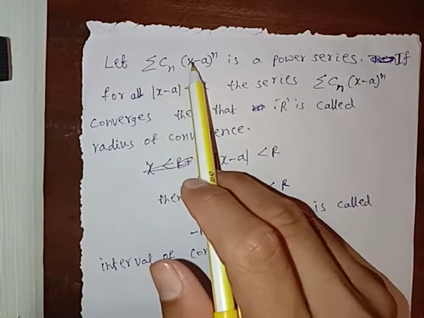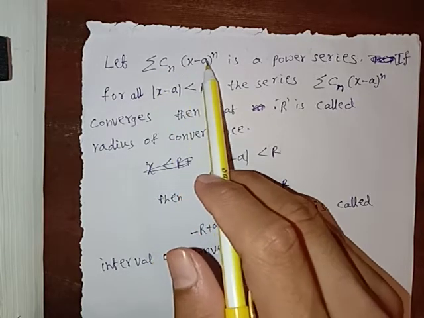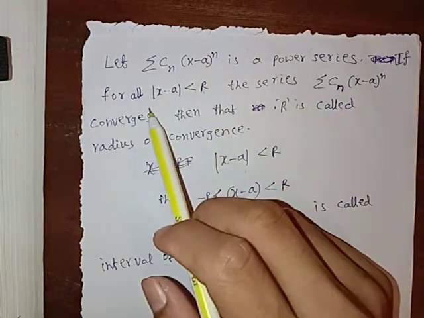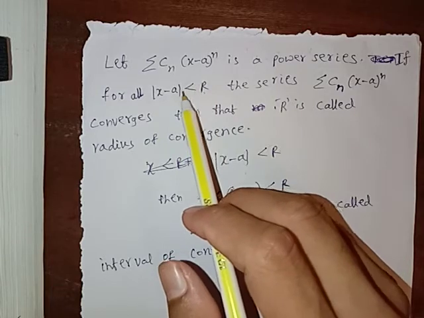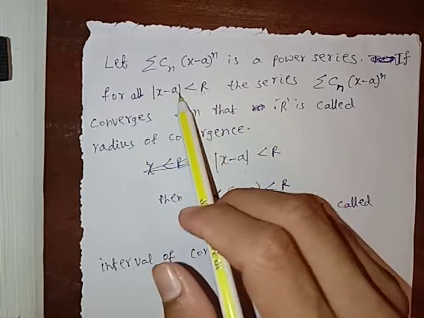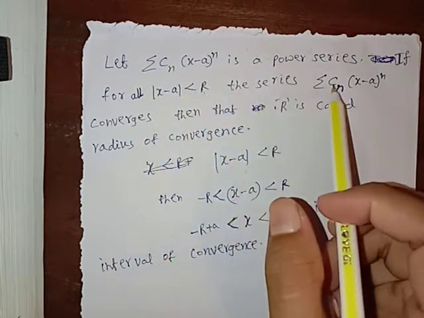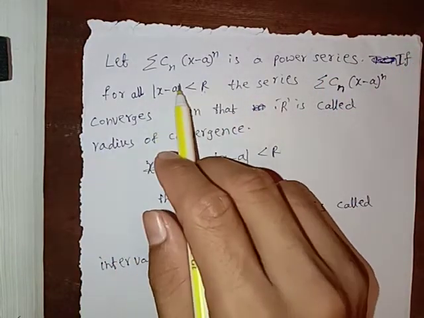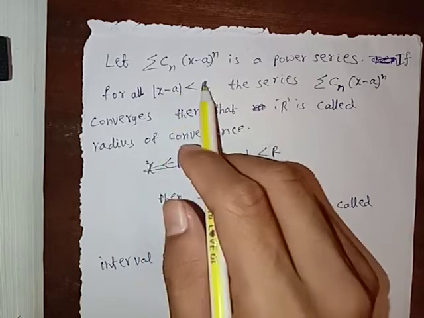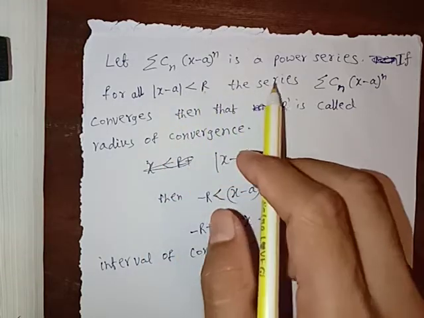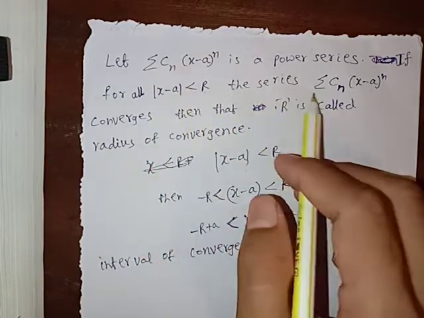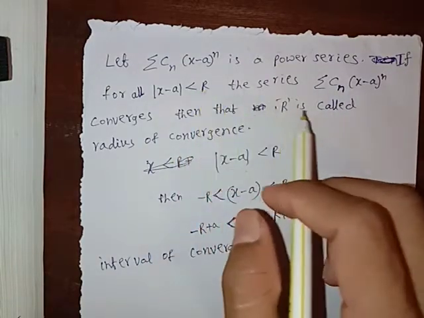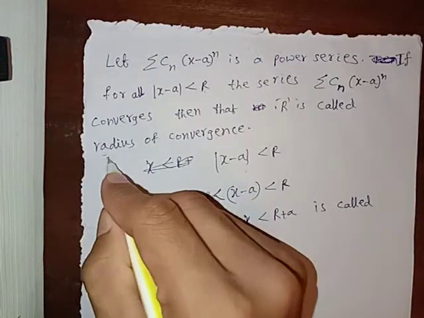Let Cn into (x minus a) raised to n be a power series. If this series converges for all |x minus a| less than r, that is, for these values of x the series converges, then that r is called the radius of convergence.